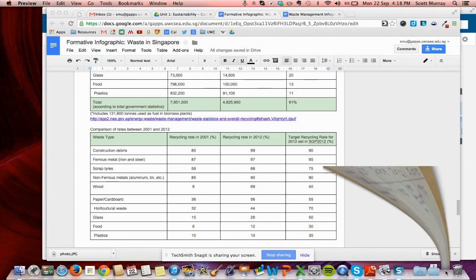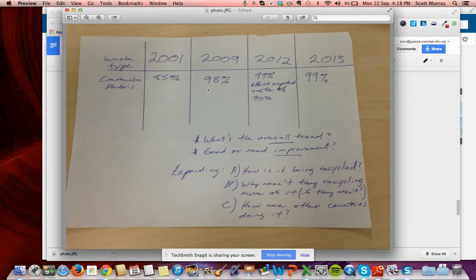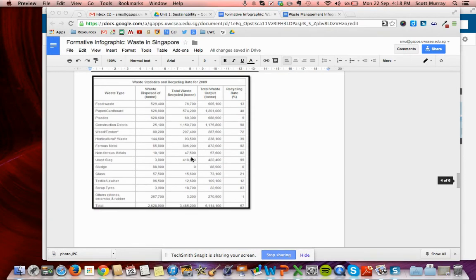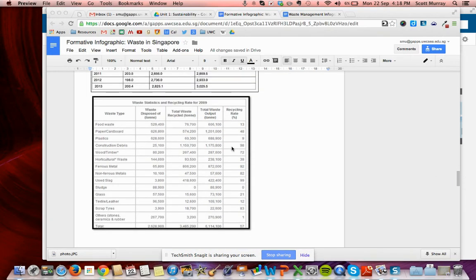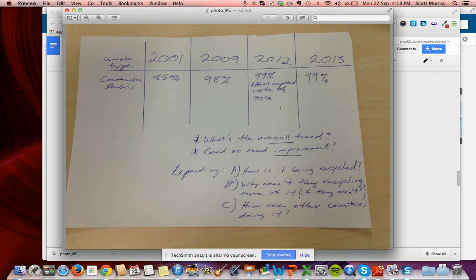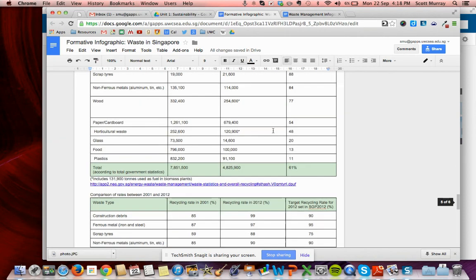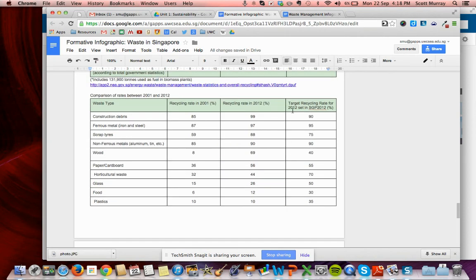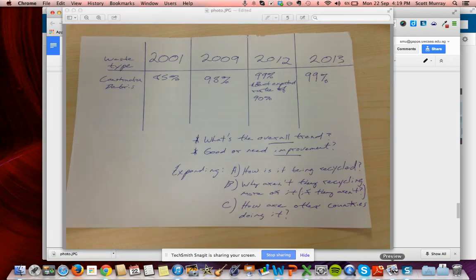And then later, 98%. I think that is here, construction debris, 98%. One of the interesting facts too is on the one chart here, it also tells you what the goal was. So for construction debris, it was 90, and so they beat it by 9%, which is interesting. You might want to look for cases where they weren't able to hit their goal.